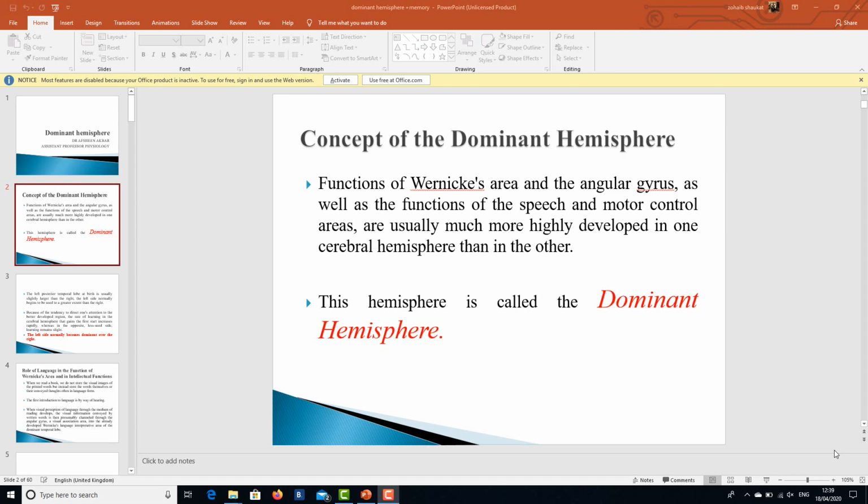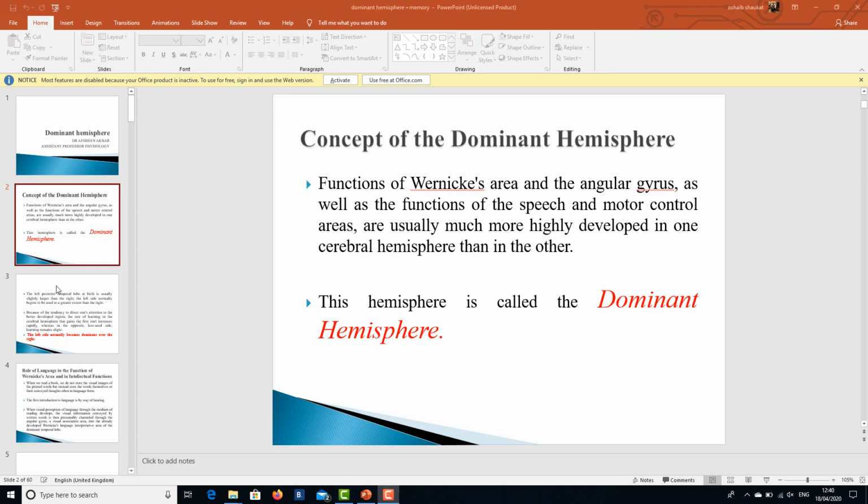Now, the concept of dominant hemisphere, that is, the functions of Wernicke's area and the angular gyrus, as well as the functions of speech and motor control areas, are usually much more highly developed in one cerebral hemisphere than in the other. So we have to learn that both hemispheres do not have the same ability of developing themselves, and one is more developed in comparison to the other, and the one which is more developed has been given the name of dominant hemisphere.